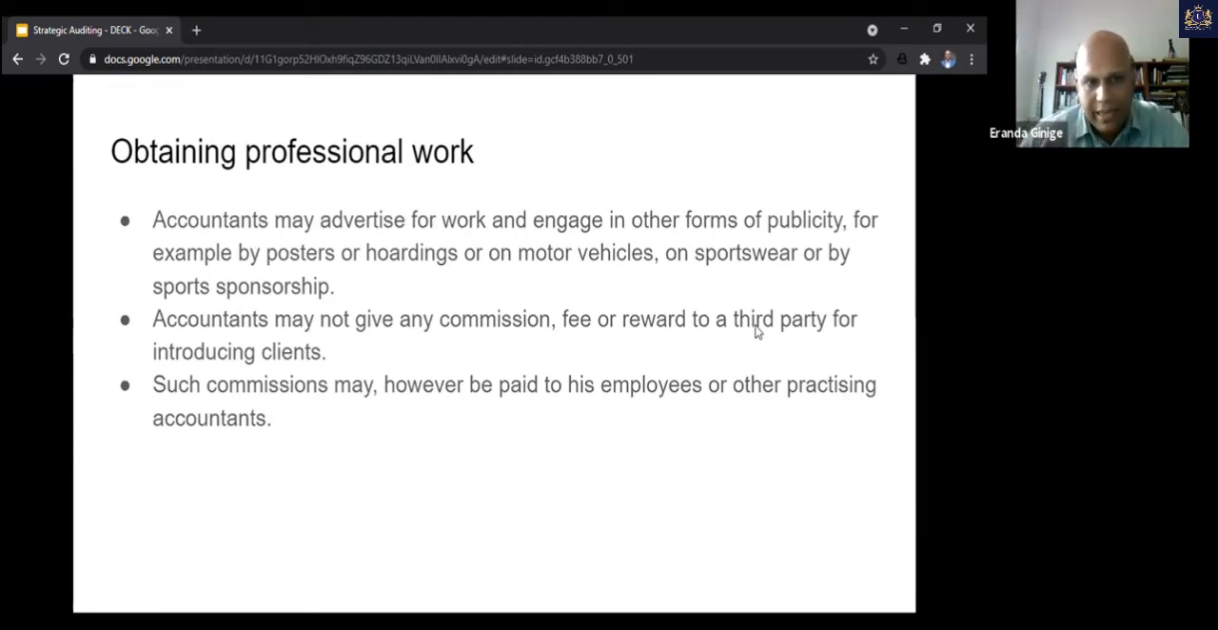So how do you obtain professional work? Accountants may advertise for work and engage in other forms of publicity, for example, by posters or hoardings, or on motor vehicles, on sportswear, or by sports sponsorship. Accountants may not give any commission fee or reward to a third party for introducing clients. Such commissions may, however, be paid to their employees or other practicing accountants.